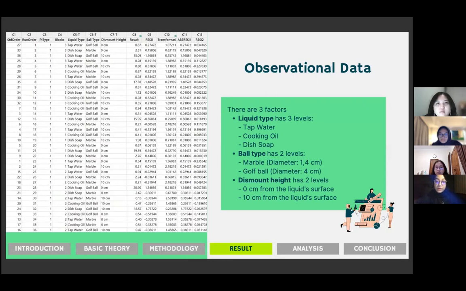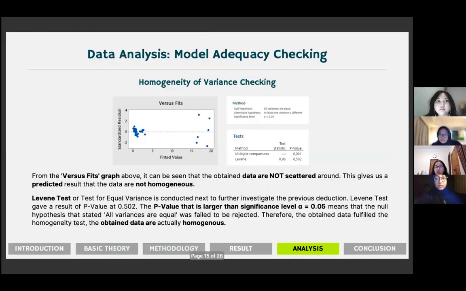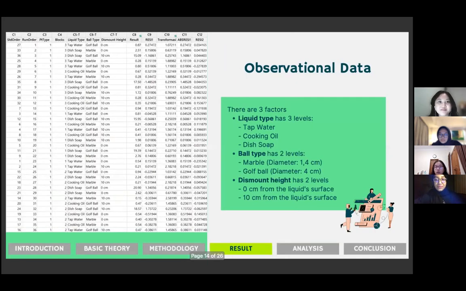Upon performing this experiment, there are three factors involved. First, liquid type, which has three levels: tap water, cooking oil, and dish soap. Second, ball type, which has two levels: marble and golf ball, with diameters of 1.4 centimeter and 4 centimeter respectively. And lastly, dismount height, which has two levels: 0 centimeter from the surface of the container, and 10 centimeter from the surface of the container. Next.